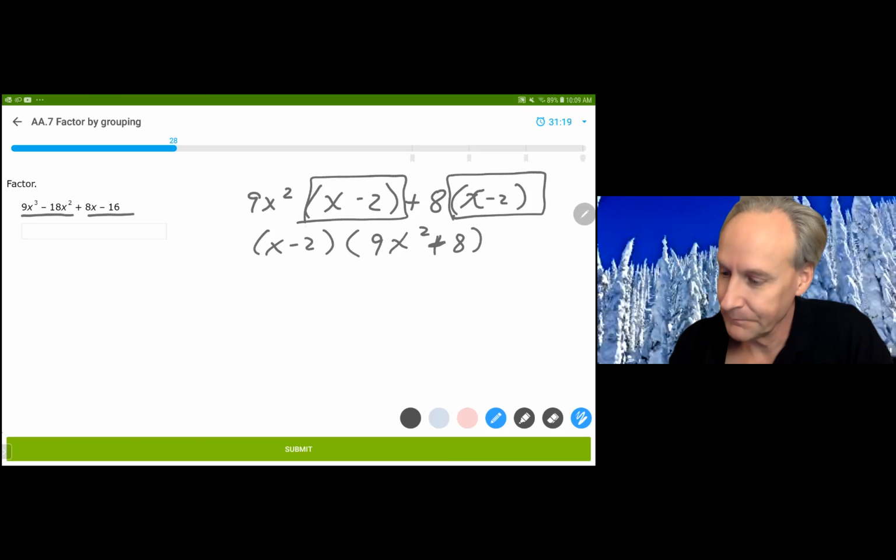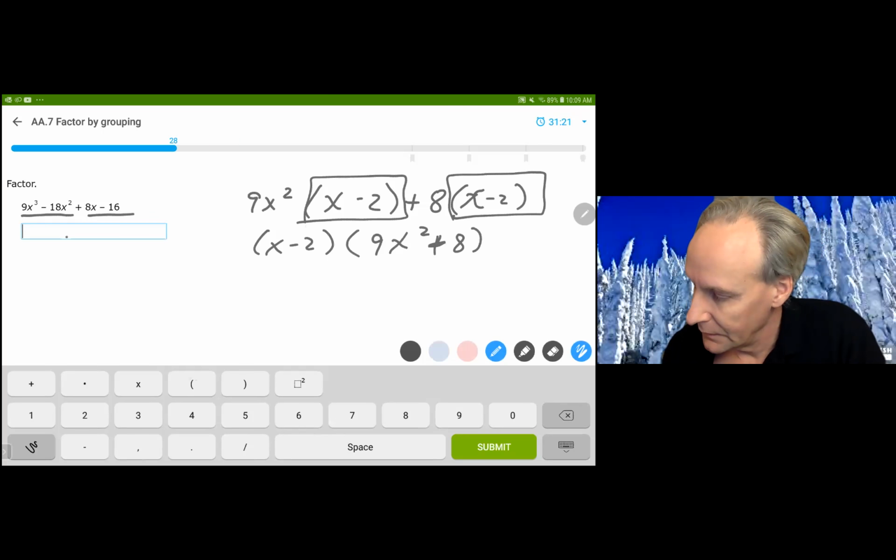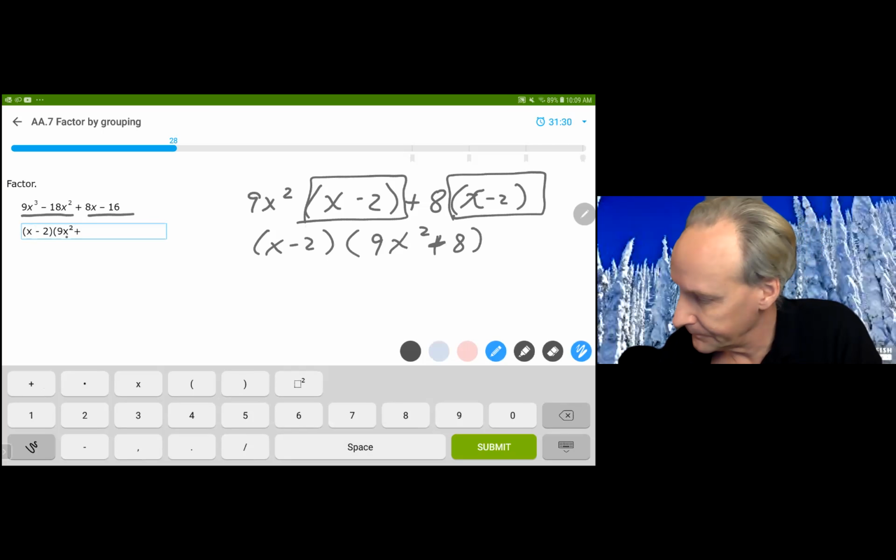Gotta like that grouping. X minus 2, and we have a 9x squared plus 8. Looks good.